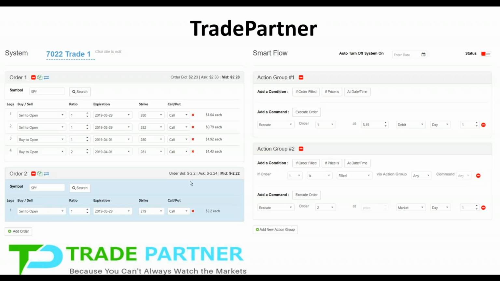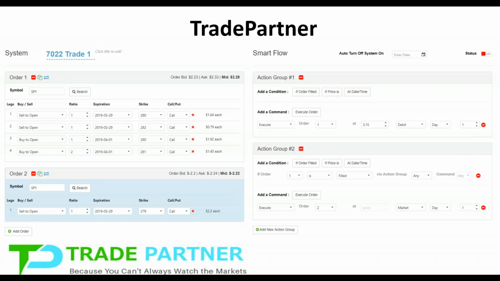Here's my 4-legged order, and you tell it what to be filled at. And then order 2, you say, okay, as soon as order 1 is filled, then I'm going to execute order number 2. And in this one, I did it at market because I knew that I wanted to be immediately filled on this trade. And so literally within a second, I'm filled on this trade once order 1 is filled.